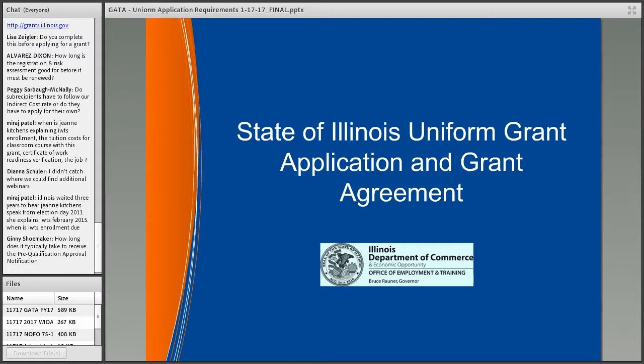So for additional resources, you can go to www.grants.illinois.gov, and that is the Office of Management and Budget. You'll go to the GATA website. You can also go to the web links at www.illinoisworknet.com/GATA, and there are some great resources there and additional links.